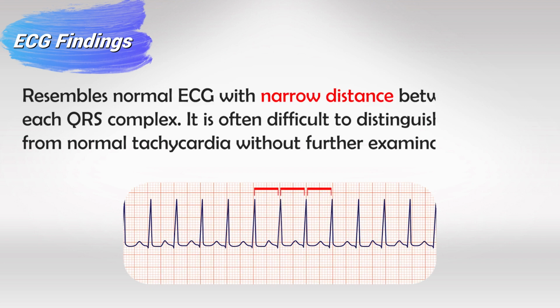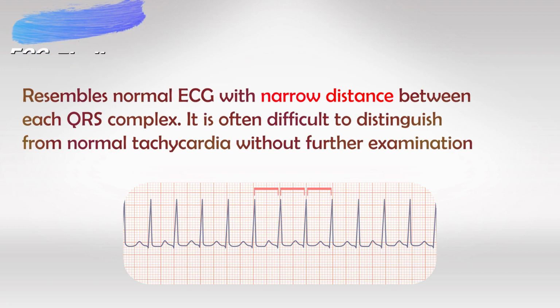In the ECG, it looks almost identical to the sinus tachycardia. So you will see all the QRS complexes basically identical, and they are exactly the same distance apart. And it can be very difficult to distinguish from actual sinus tachycardia.